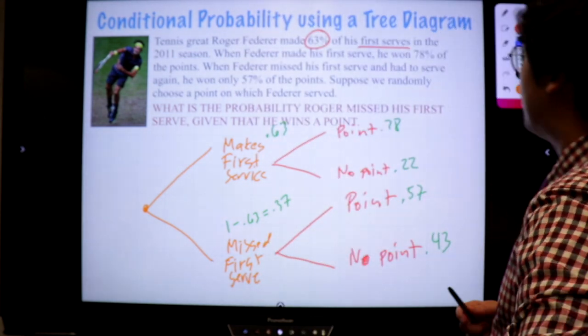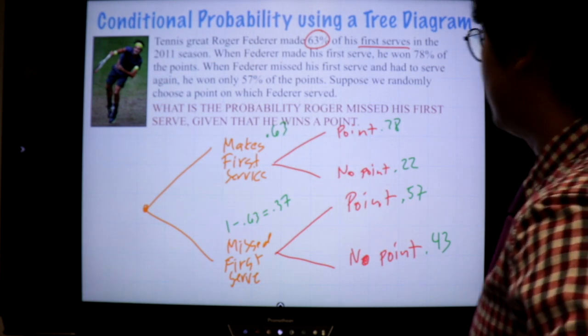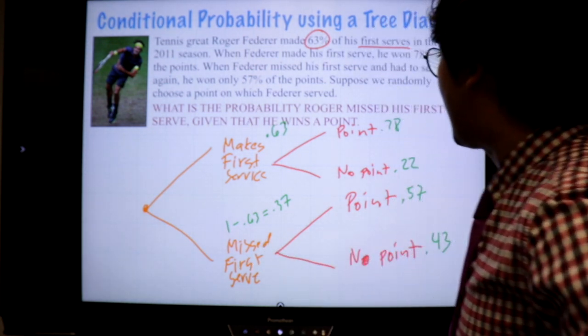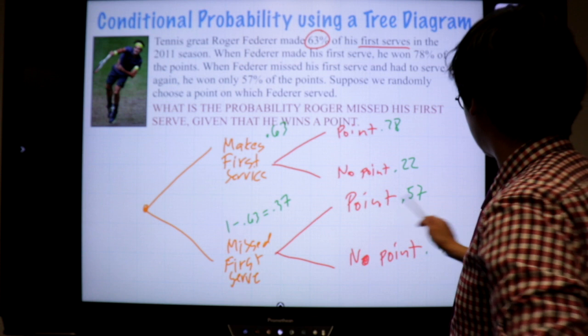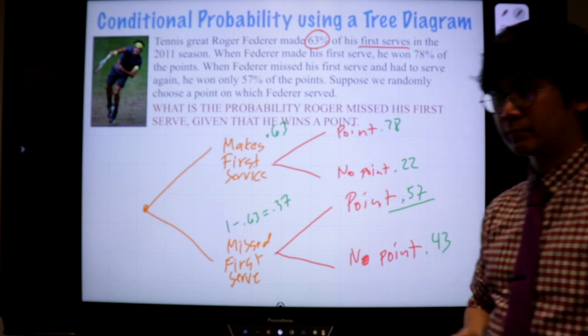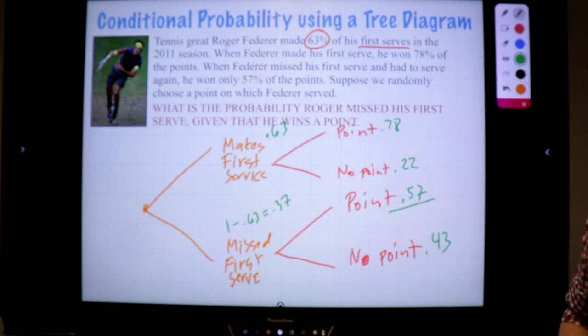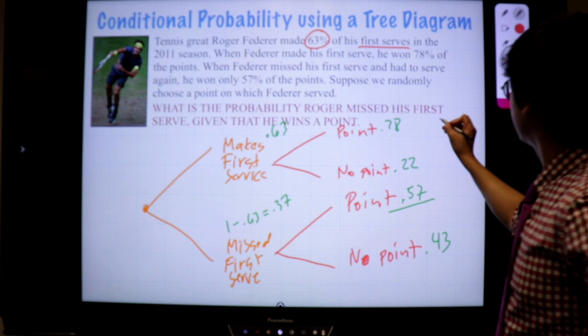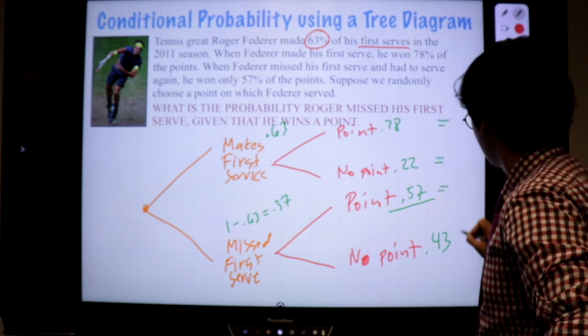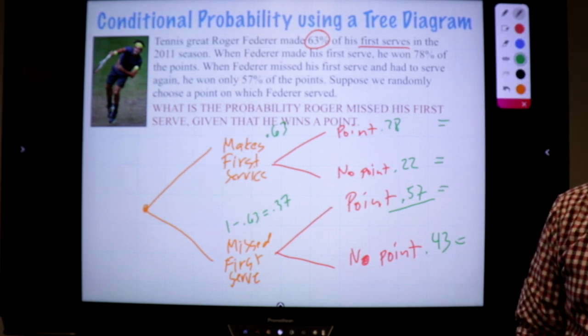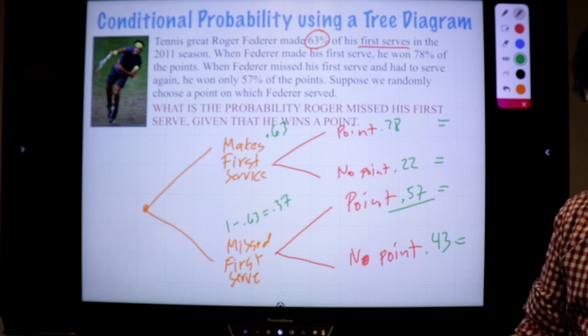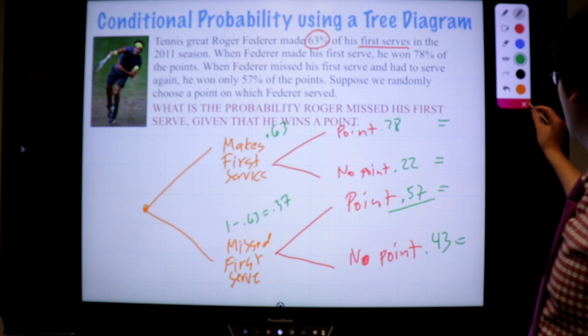What is the probability that Roger missed his first serve given that he wins a point? We're going to find all the probabilities first. Yes, because it's conditional, right? So what are we going to do?